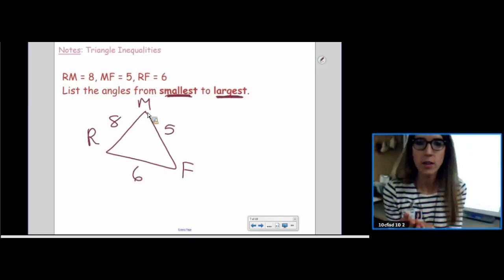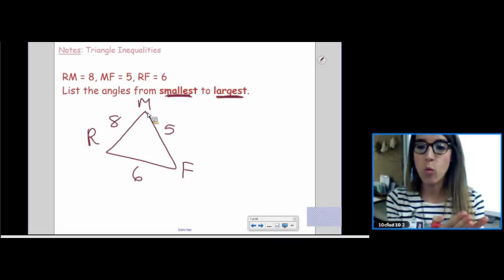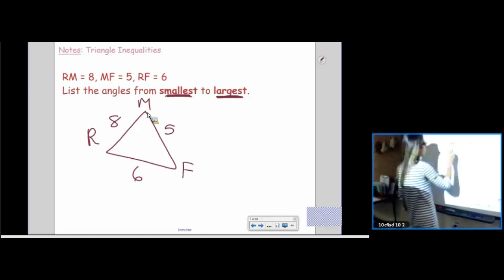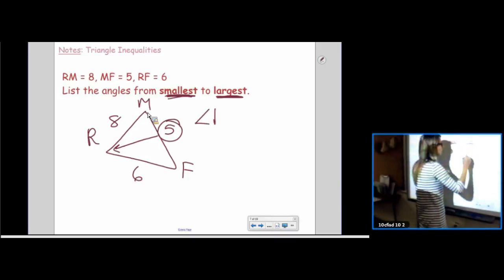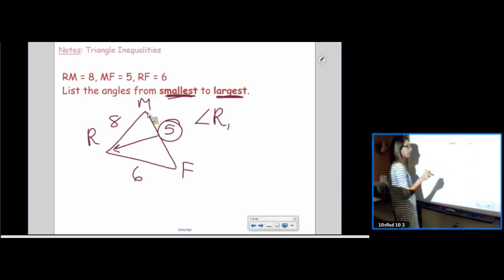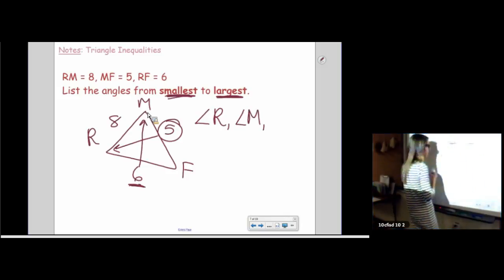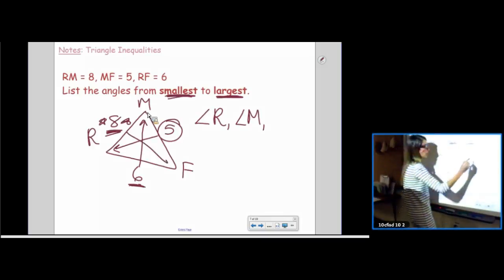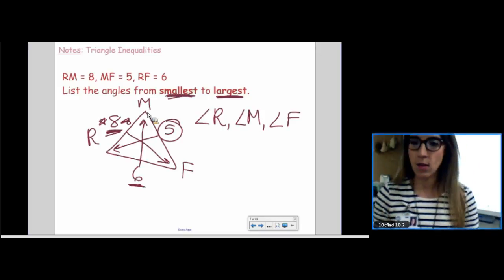Since there's only one triangle involved, there's not multiple vertices, not a vertex with different angles at it, we can use one letter each. So we look at the shortest side, and it's across from the smallest angle. So you would write the angle symbol and then a capital R, angle R. The medium side would be across from the medium angle, so you would do angle symbol M. And then, of course, the largest side would be across from the largest angle. So the answer was angle R, angle M, angle F, in that order.